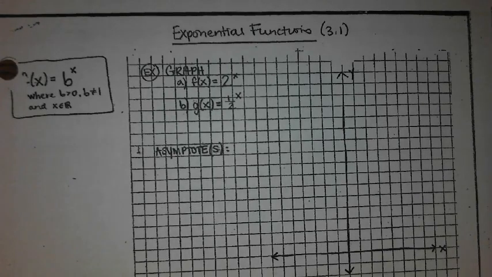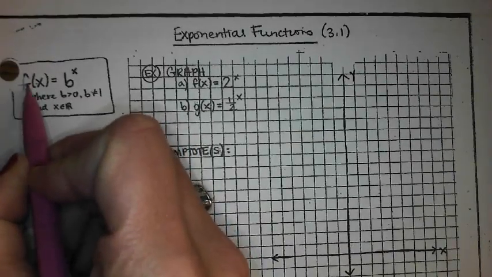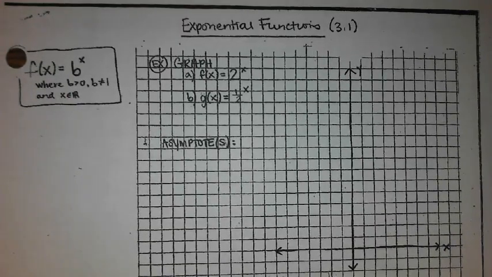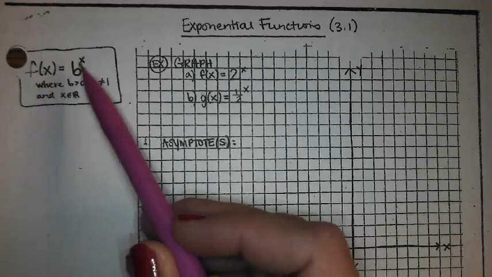Features of parent graphs. Now this one's a little bit unique, and again, I apologize because the hole punch went through my F right there. But it's a little bit unique because there is really not a true parent graph, because your base can be any number. So the parent function is b to the x.